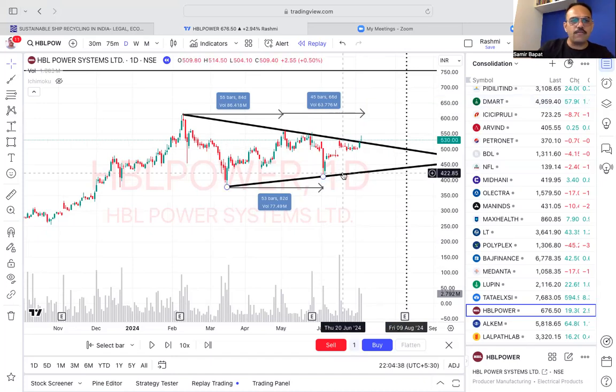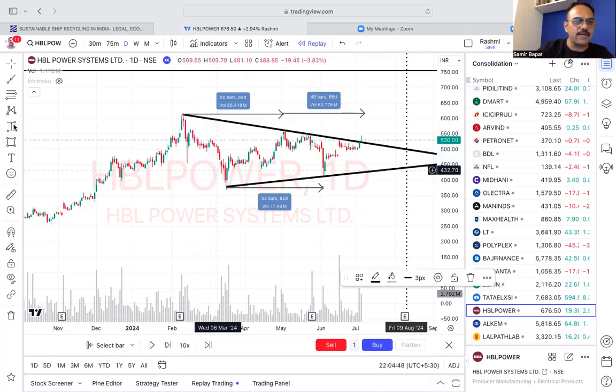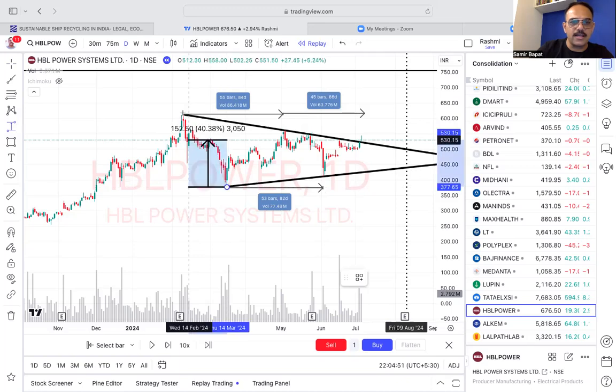Okay. Now what we do is we take the maximum width. So the maximum width of this triangle is here. So we take from here. Sorry, we will not take it like this. We will take the measure from here till here.